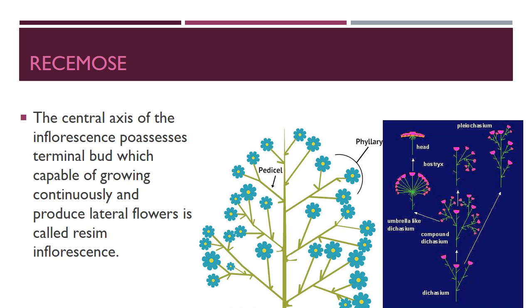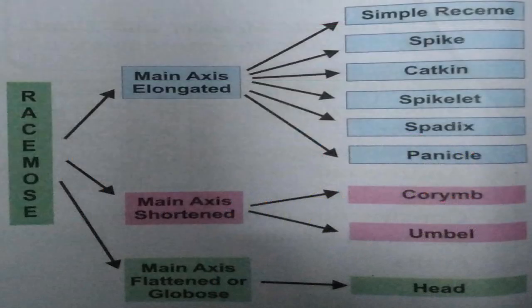Then these racemose also have different types. It is further divided into three types based on growth pattern. Underline that word, growth pattern. Based on growth pattern, racemose is divided into three types. Now we are going to see what they are. Look at this picture carefully. These are the special types of racemose.